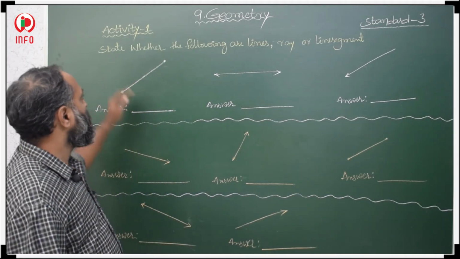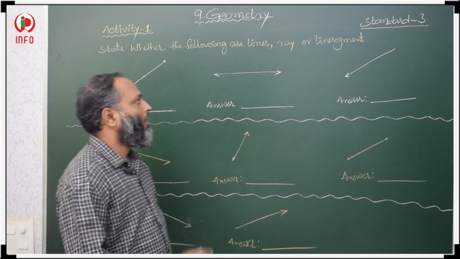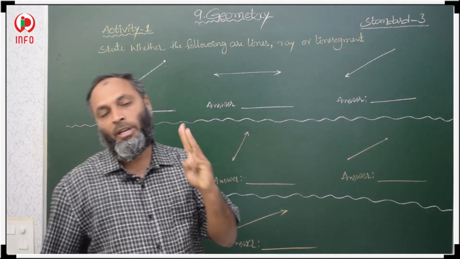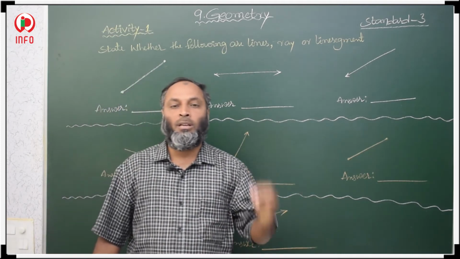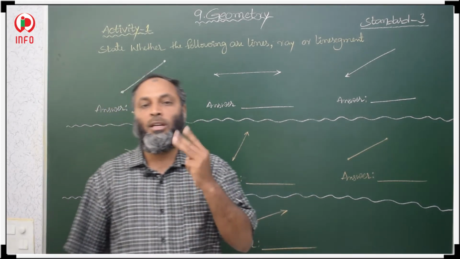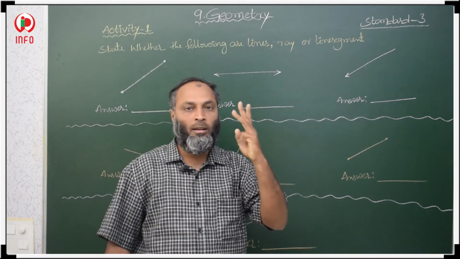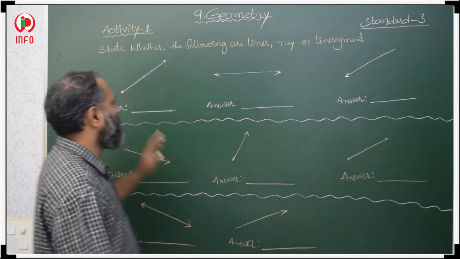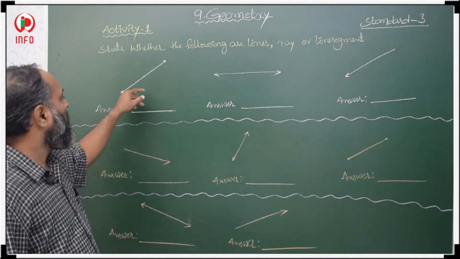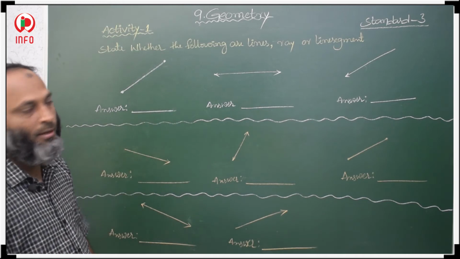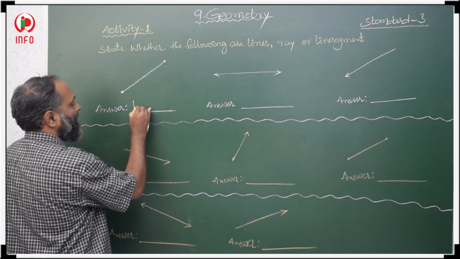Now see, in this first activity, state whether the following are line, ray or line segment. The questions are based on three concepts: line, ray, line segment. See here, the first one, we have two endpoints. If two endpoints, that is a line segment. So it is a line segment.